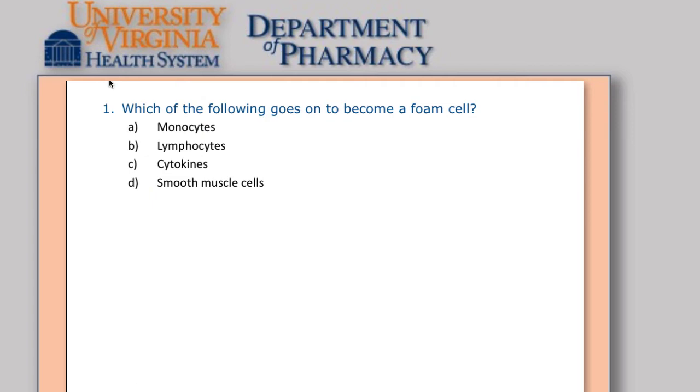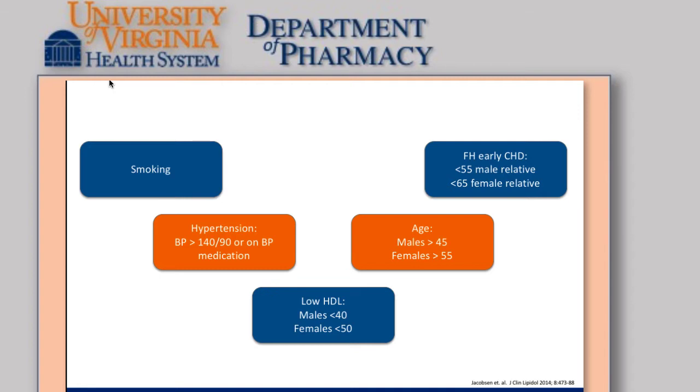Which of the following goes on to become a foam cell? Is it A, monocytes, B, lymphocytes, C, cytokines, or D, smooth muscle cells? All right, the A's have it, monocytes, exactly. So these are the cells that, once they reach the endothelium, become macrophages, which pick up LDL and go on to become foam cells.